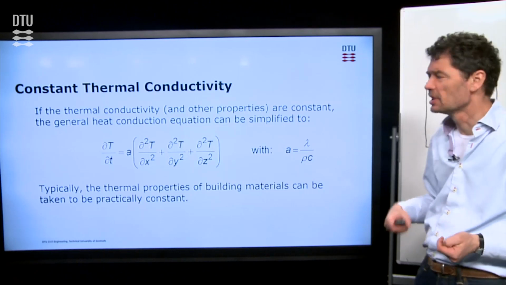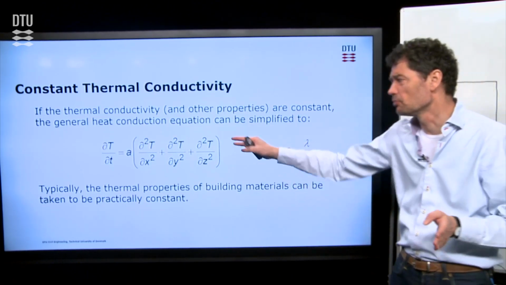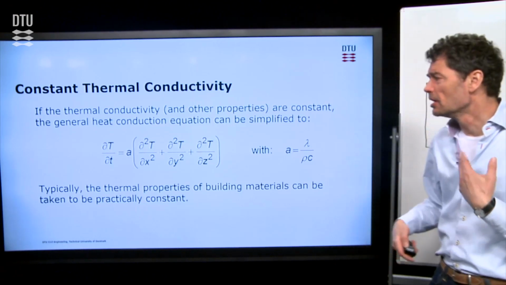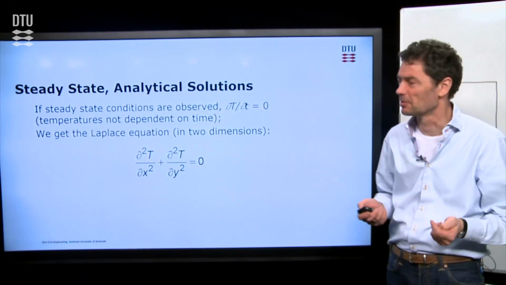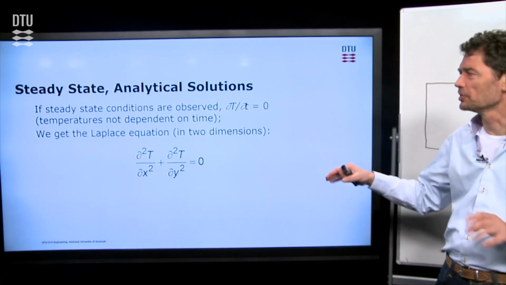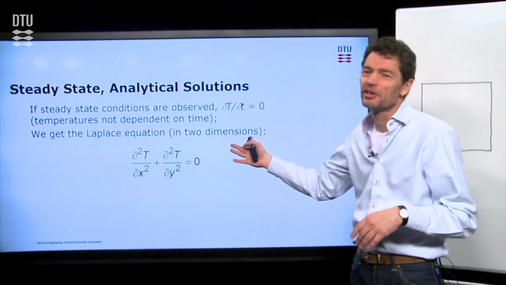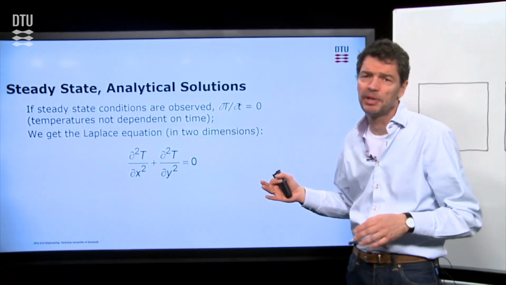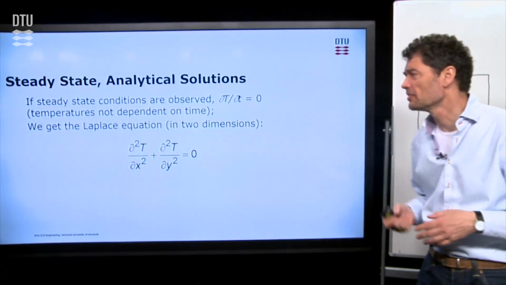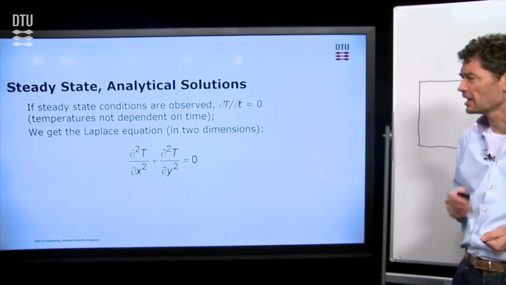First simplification is that if the thermal properties of a material are constant, we can write the formula a little bit simpler. And that is normally for building applications the case, that it's a good approximation. Next is that we limit ourselves to 2 dimensions, and we take only the steady states or constant conditions, so everything that is time dependent will vanish. And this we have then is the Laplace equation, and we're going to look to solutions to that.